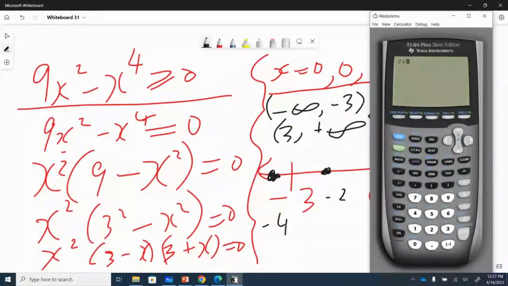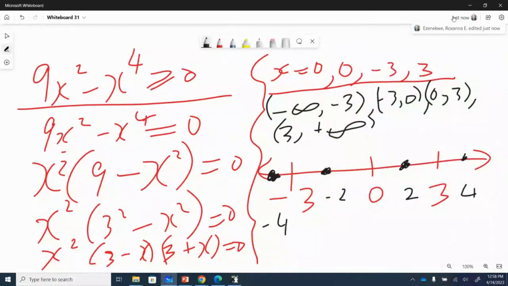The extreme test point is -4. And that's the point I chose. You can choose any point in that interval. So I want my calculator to evaluate -4 in that function, y1. Hit enter. The question is, is this number greater than 0? Is this number greater than 0? No. Good. No. Therefore, this region is not the solution region.